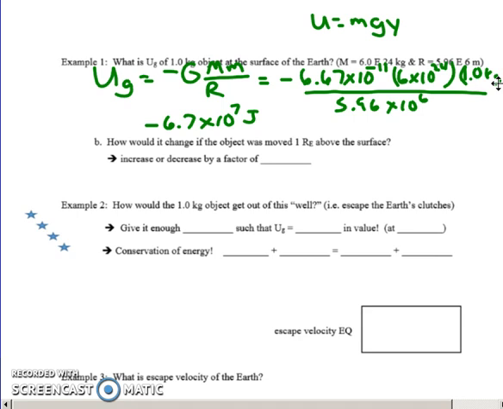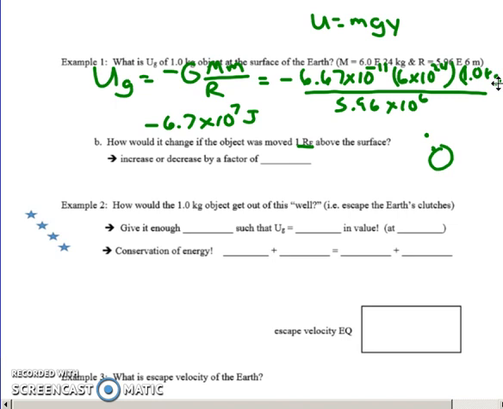Now, how would this change if we moved one Earth radius above the surface? So if we got further away from the Earth, so right now we're on the surface right here, if we're up here, what would we expect about the potential energy? Well, we'd expect it to get weaker. We'd expect it to get less negative, and we'd expect it to increase, because to pull an object away from something that's trying to attract us, we expect it to go up.